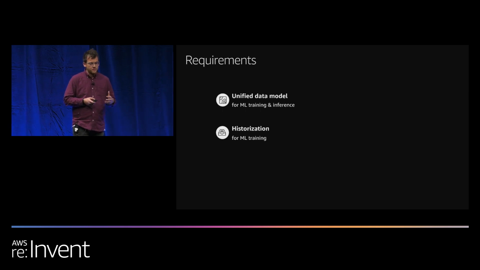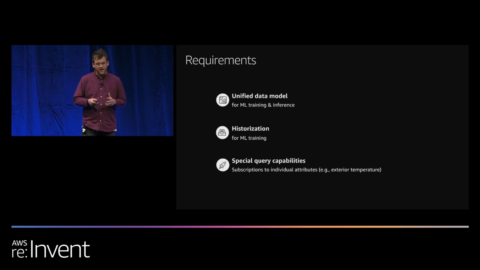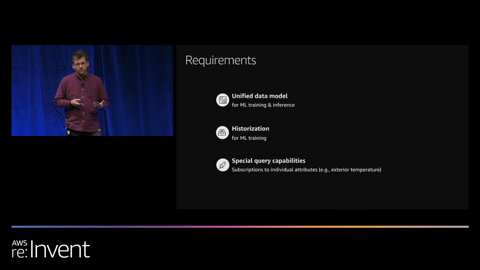Second, we need to store the data historically for machine learning training and learn preferences. And third, there are also some use cases in this domain which require special query capabilities. So, for example, a machine learning model which tries to automate the seat heating function in the car wants to subscribe to a particular attribute like the exterior temperature or interior temperature. On the other hand, for example, a smart routing use case who wants to predict the destination of the customer during the journey, maybe is particularly interested in the vehicle's location and trace.